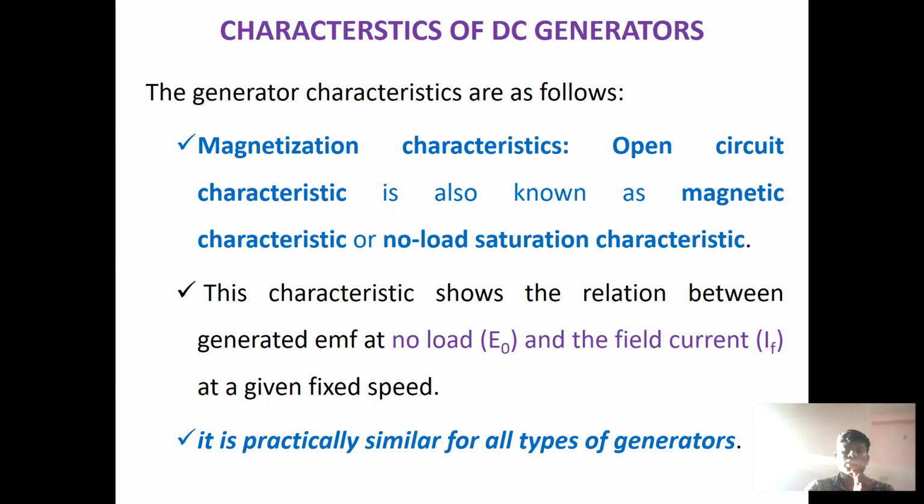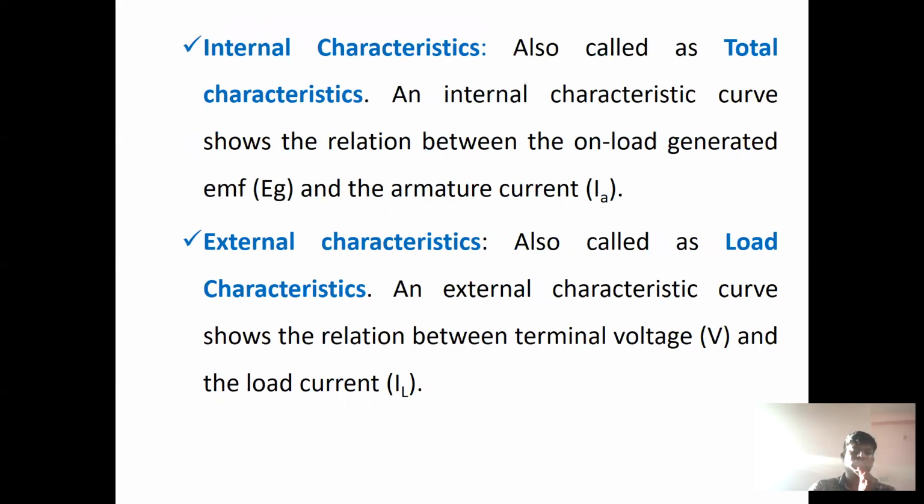Then coming to the load characteristics, or internal characteristics. The internal characteristics are plotted between the induced EMF in the generator, that is the generator induced EMF Eg, and the armature current. We get the internal characteristics. These characteristics are also called total characteristics.